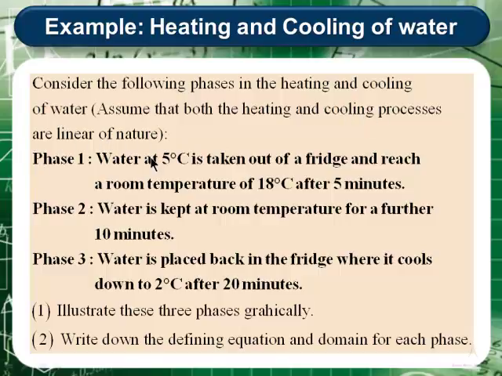Phase 1. Water at 5 degrees Celsius is taken out of a fridge and reaches a room temperature of 18 degrees Celsius after 5 minutes. Phase 2, the water is kept at room temperature, in other words outside the fridge, for a further 10 minutes. And then phase 3, the water is now placed back in the fridge where it cools down to 2 degrees Celsius after 20 minutes. You need to illustrate these 3 phases graphically and write down the defining equations and domain for each phase.